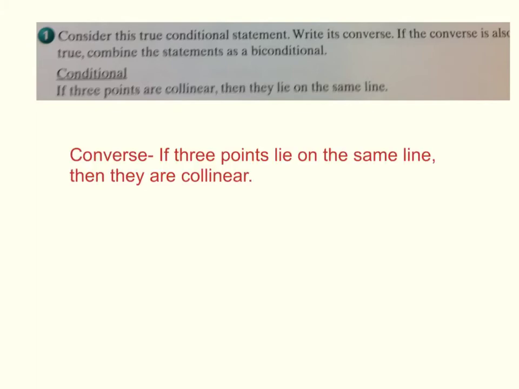Hopefully you agree the converse is if 3 points lie on the same line, then they are collinear, which is also true. Now, since the conditional and the converse are both true, try to create the biconditional. Please pause the video while you try to figure this out.